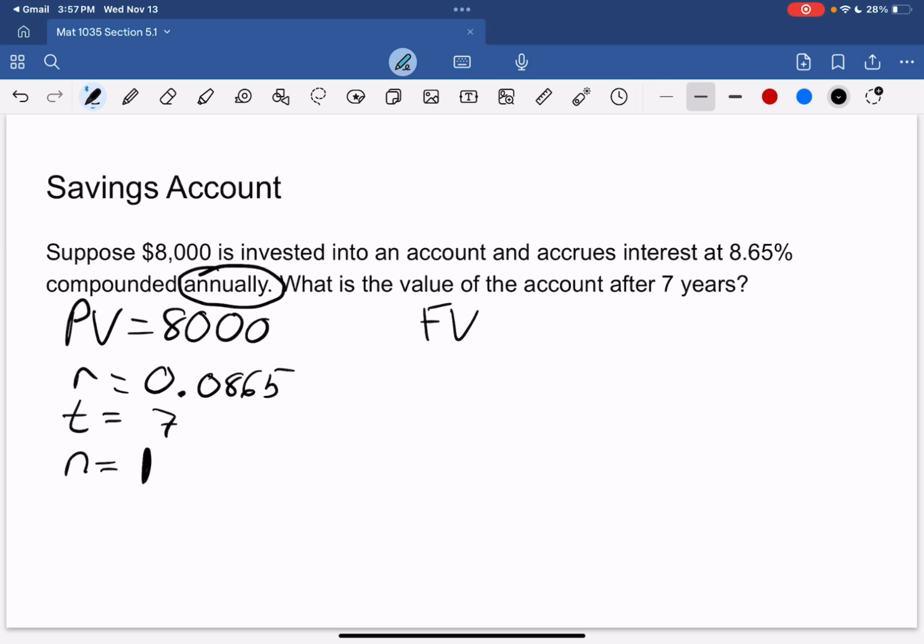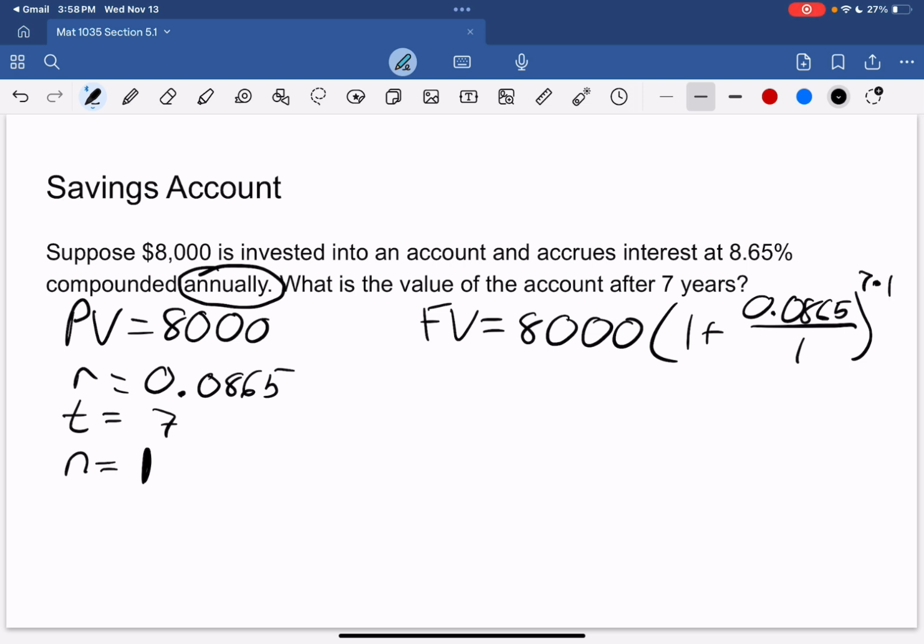All right, so I have my future value is my present value times 1 plus my rate of 0.0865 over N, which is 1, raised to the T, which is 7, times my N, which is 1. Okay, so I didn't have to write 1 down. I just did, just for the sake of showing it, but you don't have to because it's 1. Okay, so I plug this in the calculator, and I get $14,298.75. So that's the value of that account after 7 years.